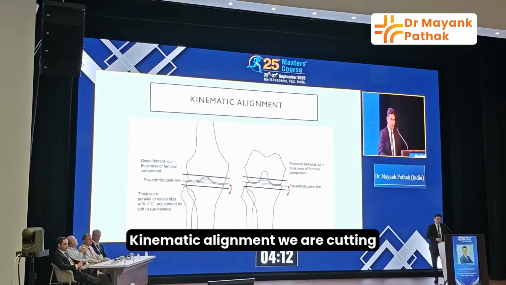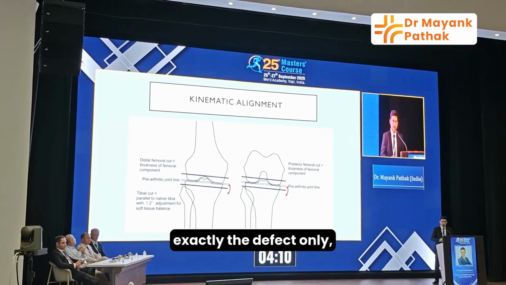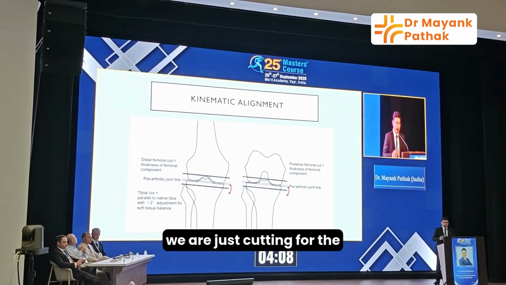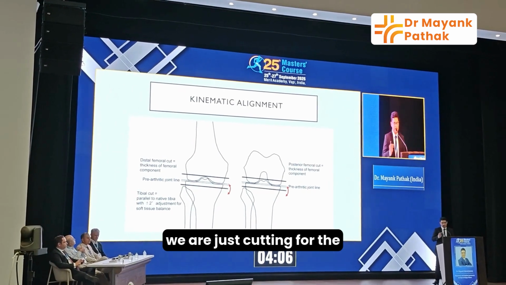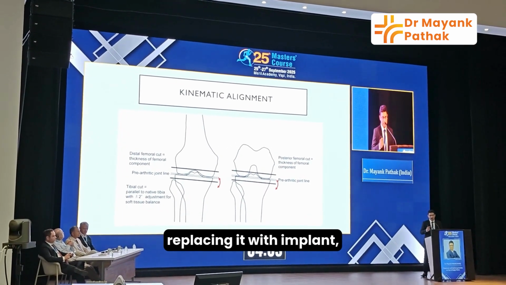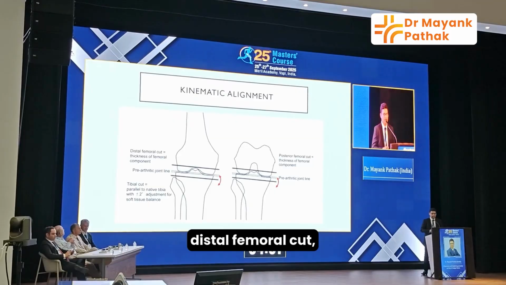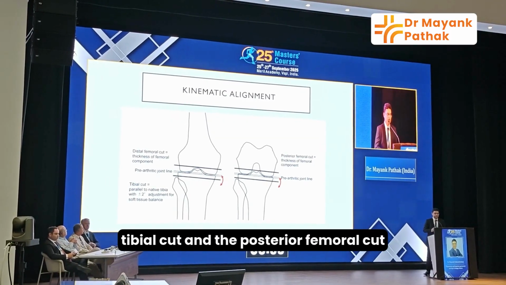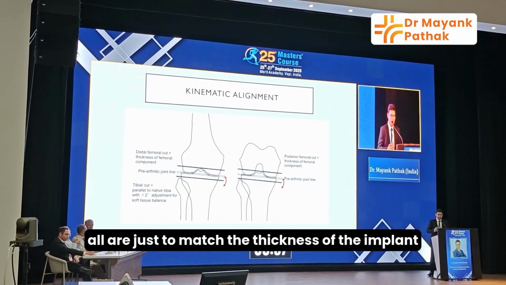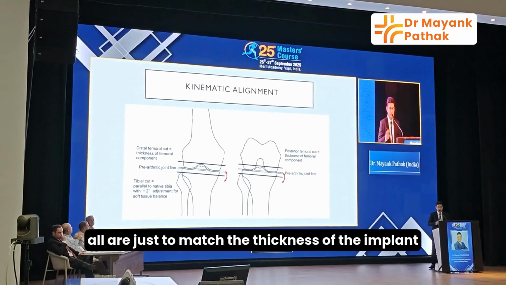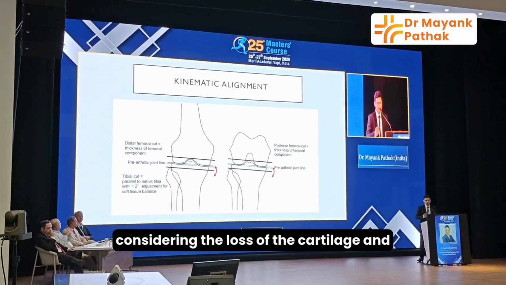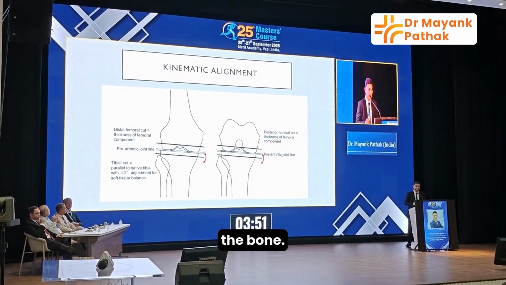In kinematic alignment, we are cutting exactly the defect only. We are just cutting to replace it with the implant. The distal femoral cut, tibial cut, and posterior femoral cut are all just to match the thickness of the implant, considering the loss of cartilage and bone.